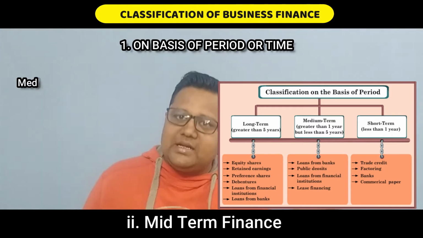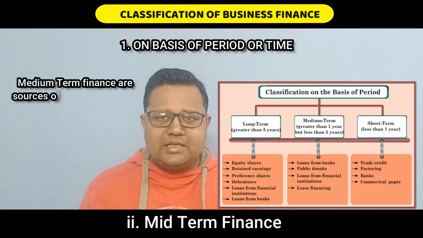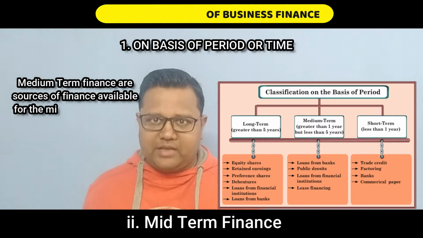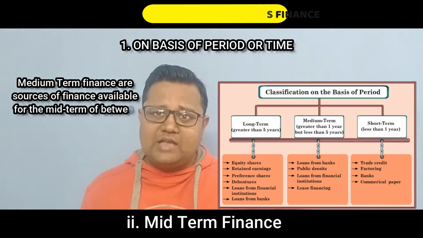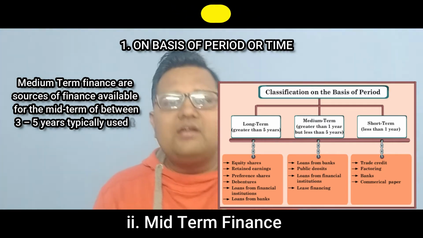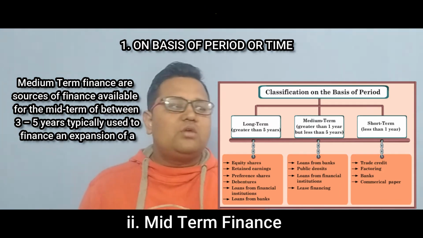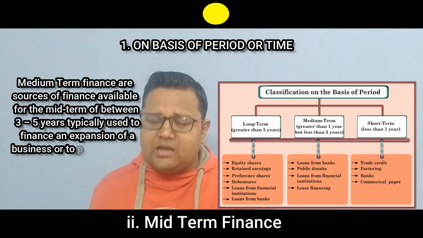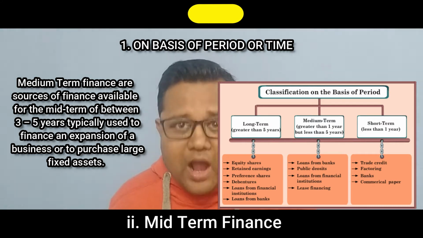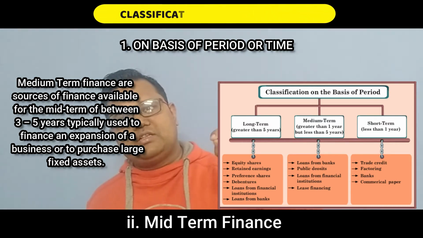Mid term finance means what? Fund that will be used by the business for more than 1 year but less than 5 years. That fund that you will utilize within the period of more than 1 year but less than 5 years is known as mid-term finance. And the third one is what? Short-term finance means fund you will utilize for less than 1 year. That is the meaning of short-term finance.